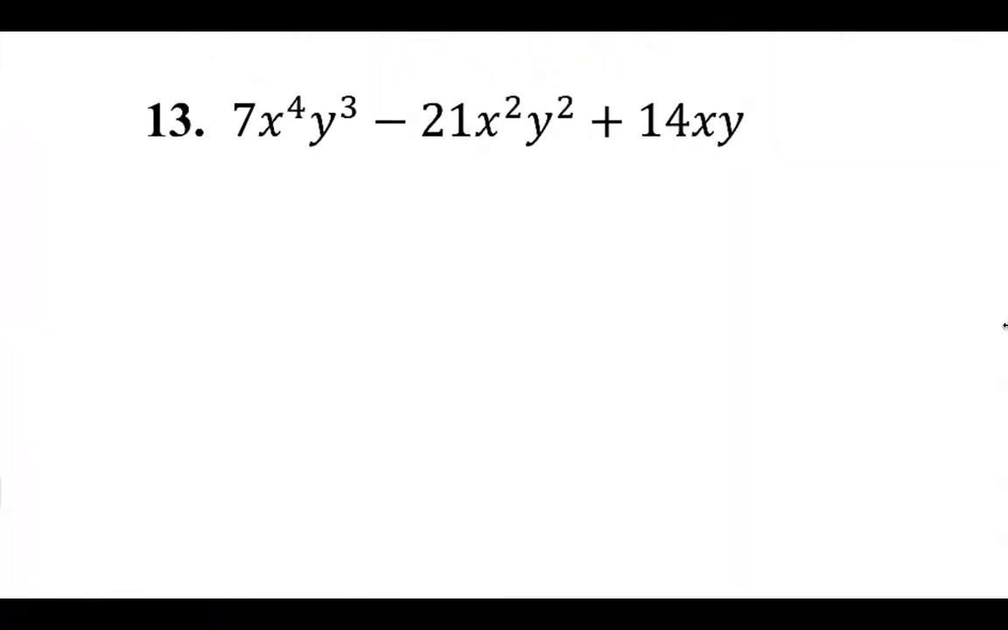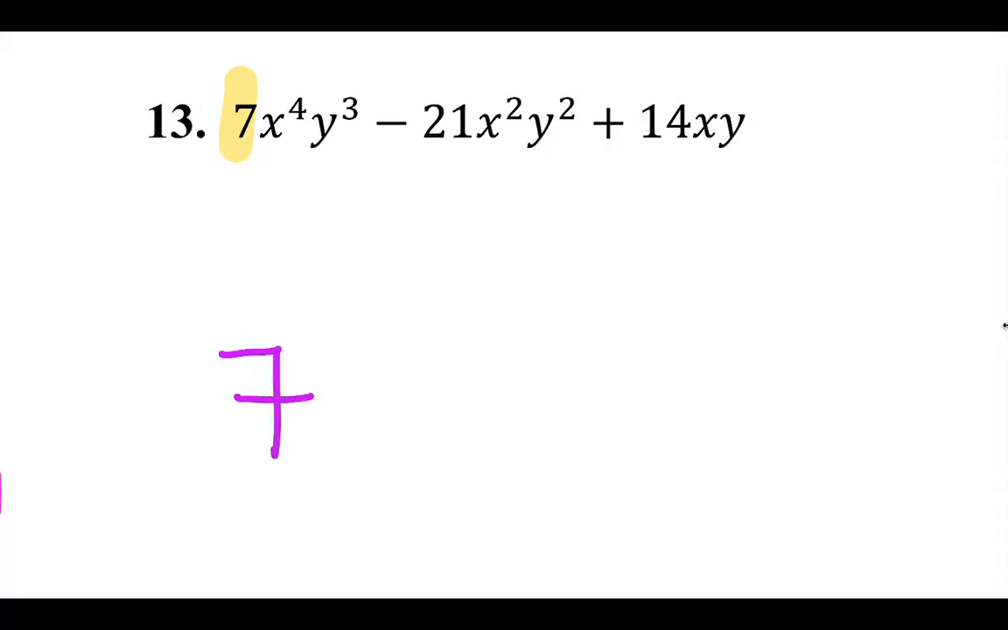Same thing with 13. So 13, I can do all the factor trees, but I know 7's my smallest number, and 7 can be evenly divided into 21 and 14. So 3 times 7 gives me 21, and 2 times 7 gives me 14. So I know 7's my GCF automatically. So I'm going to take 7 out.